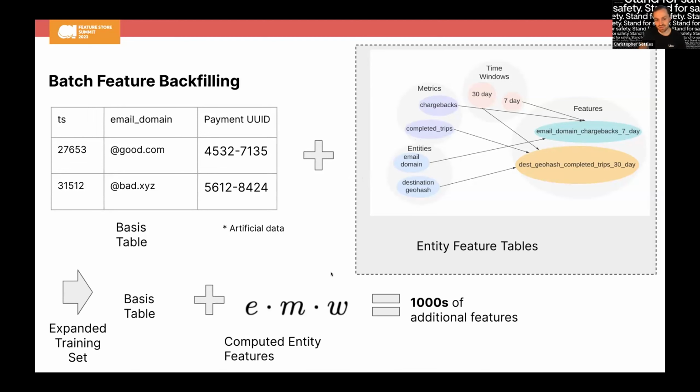And this allows us to extend our training set to at least cover all of these entity feature table features, which gives us a lot of additional predictive power in our machine learning. And you see now we have a high performing model.